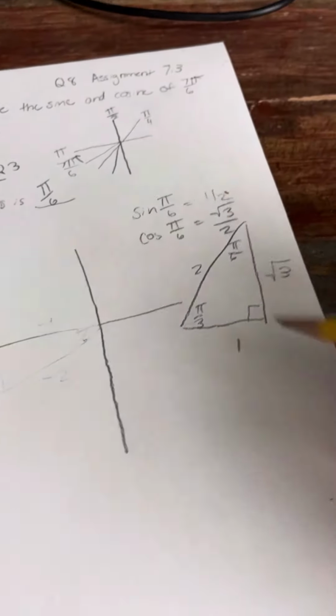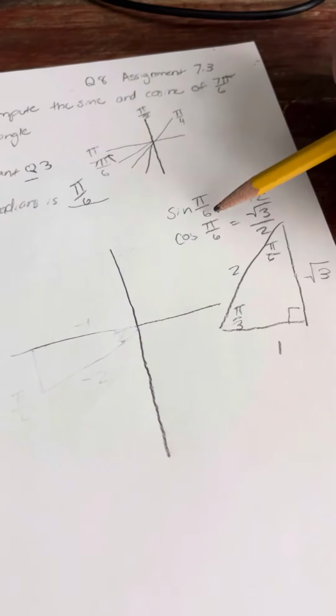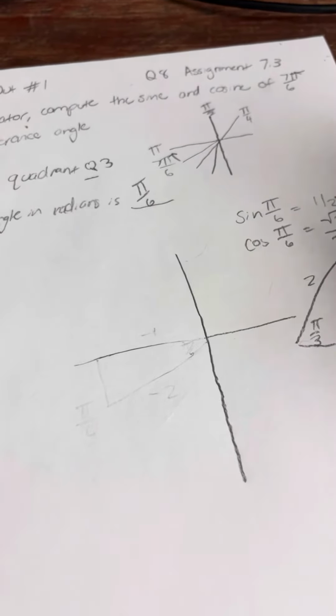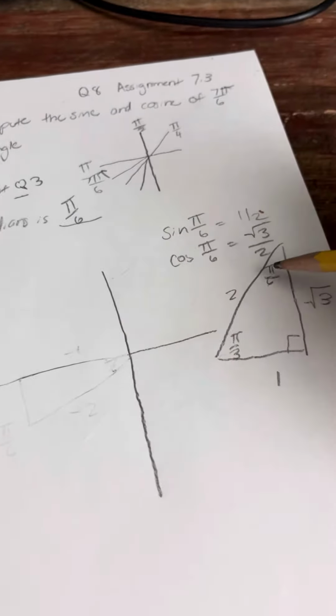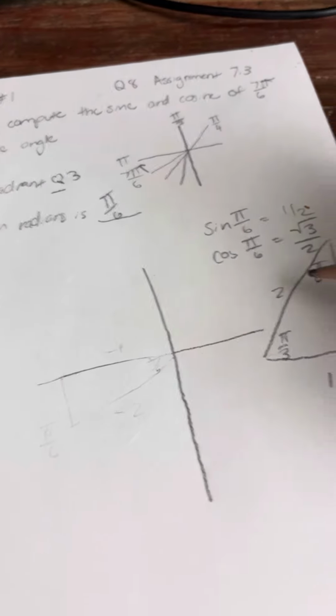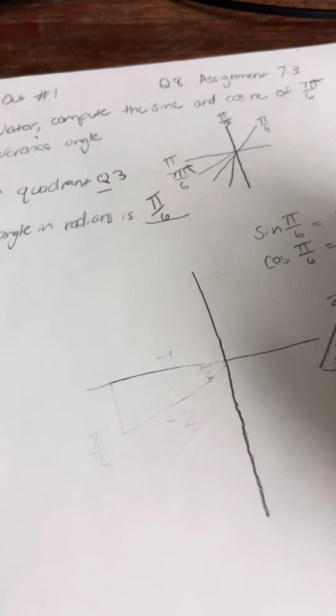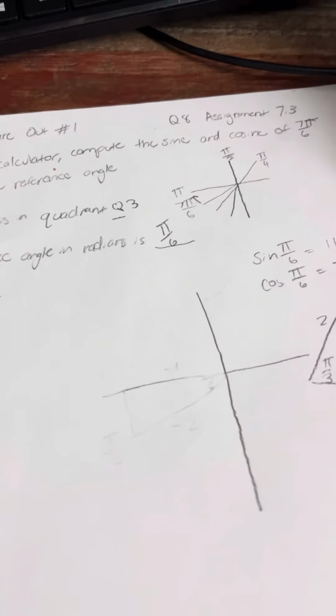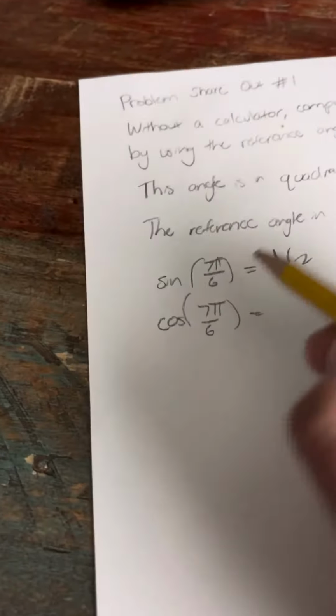So if we look at sine, sine is opposite over hypotenuse. So the opposite of pi over 6 is 1, and the hypotenuse is 2. So we write 1 over 2 for sine. Now, since the angle is in quadrant 3, sine is negative, because sine can only be positive in quadrant 1 and quadrant 2. So the sine of 7 pi over 6 would be 1 over 2, and then we would make it negative because it's in quadrant 3.